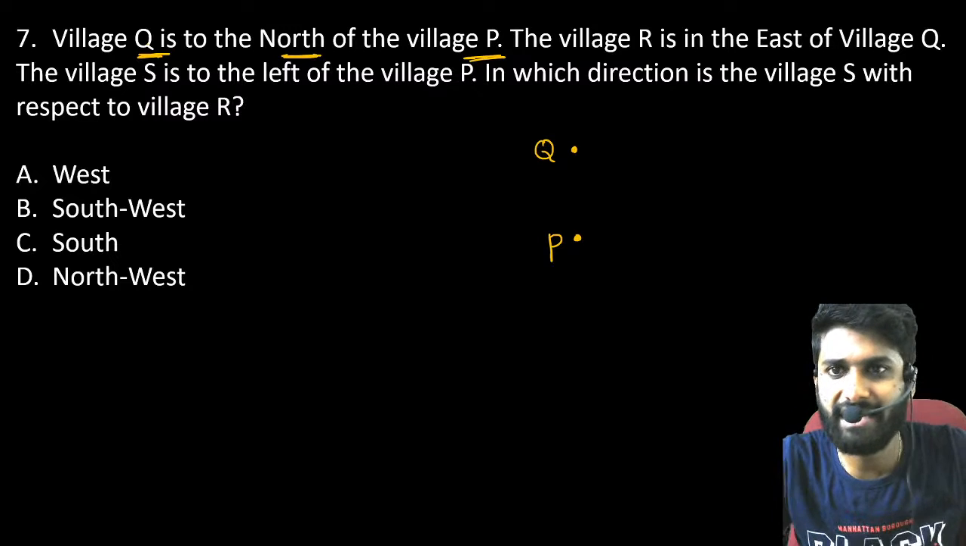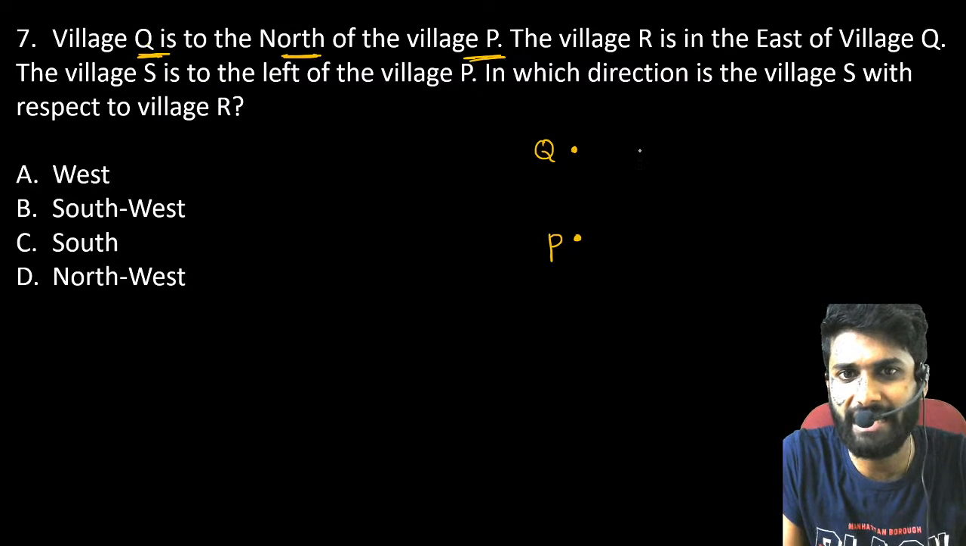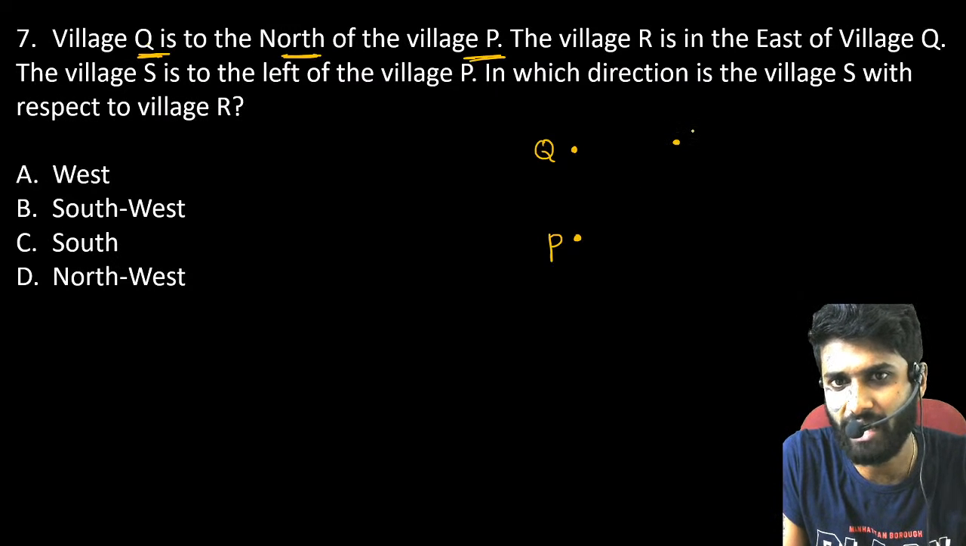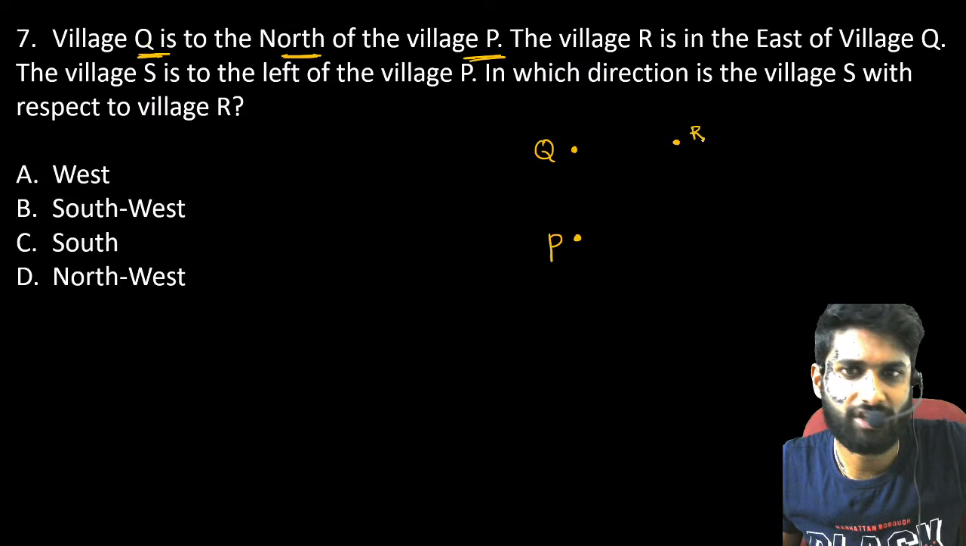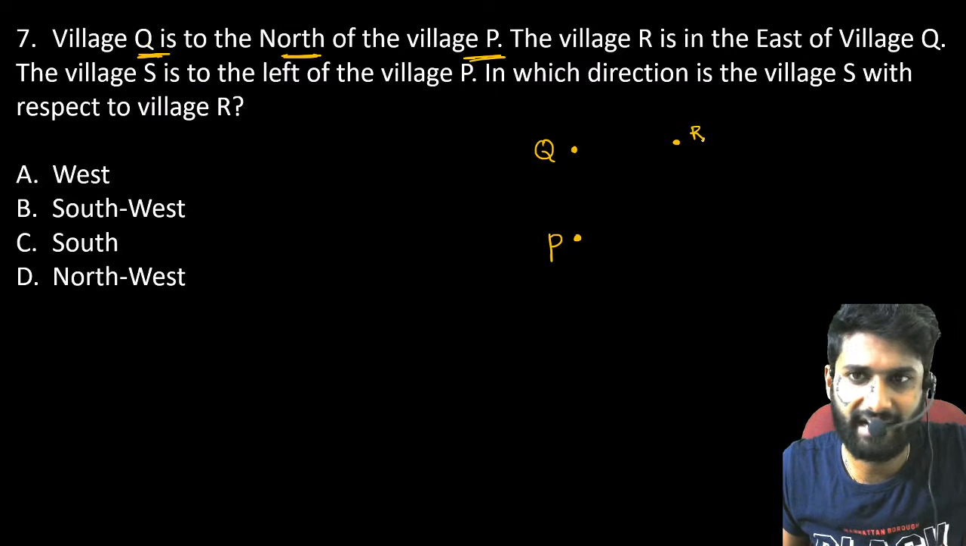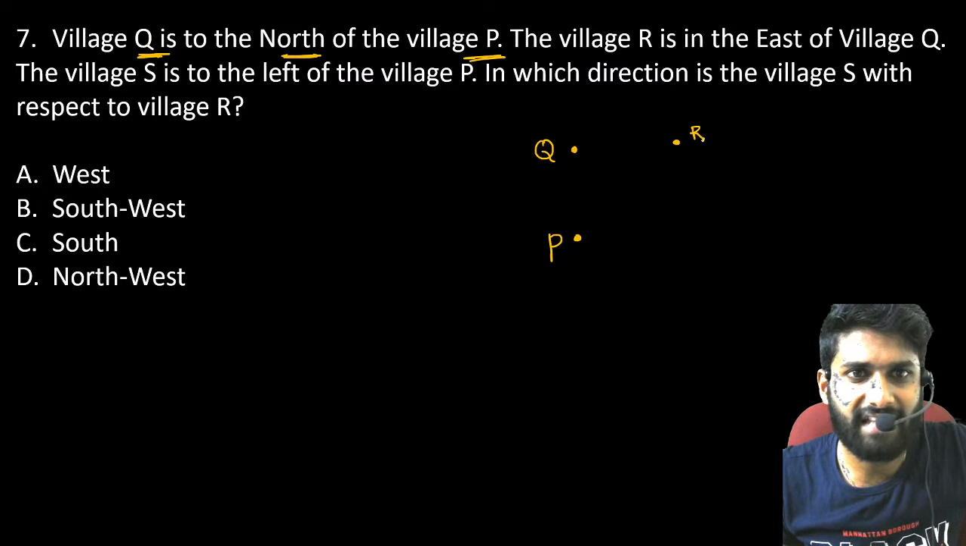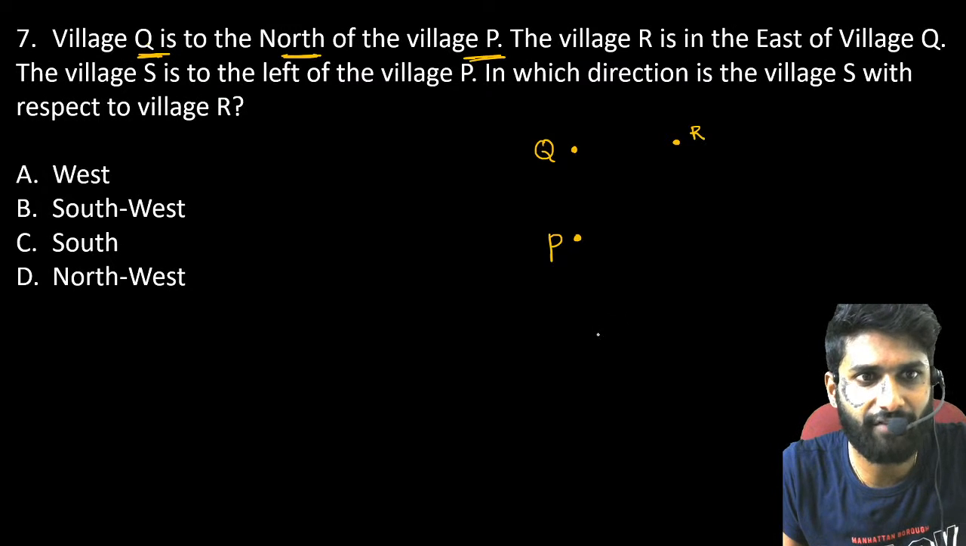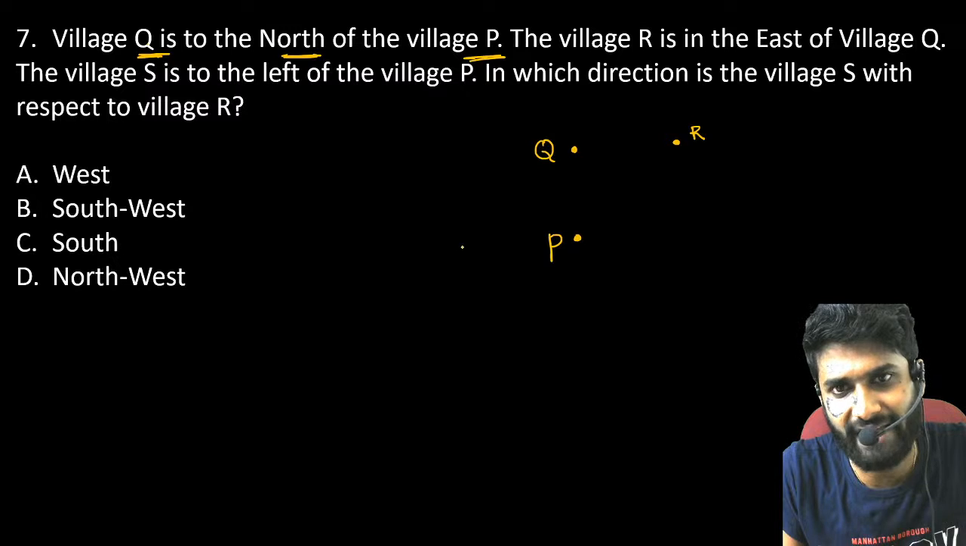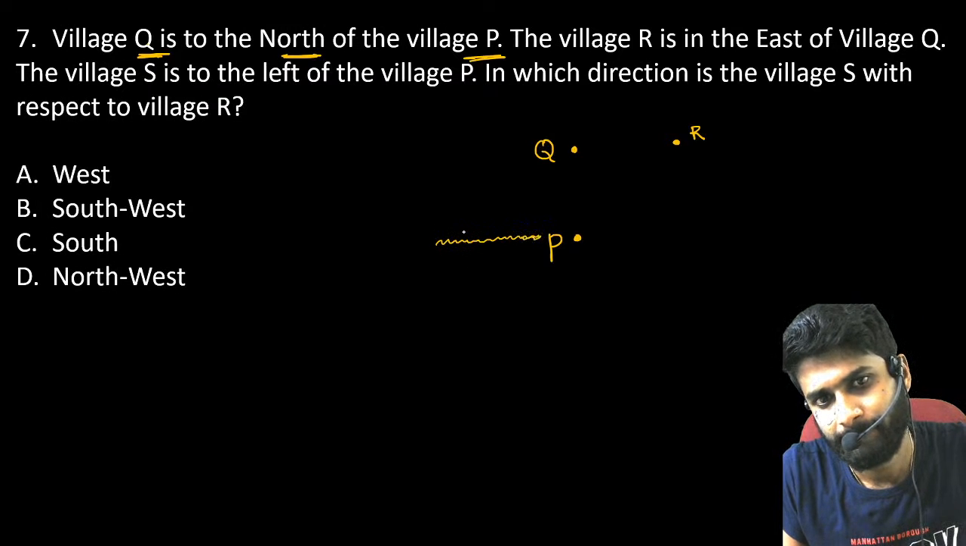Now, R is the east of Q, so this is the location of R. Why? Because east is always indicated on the right side. S is the left of P, which means S can be indicated at any of these points.